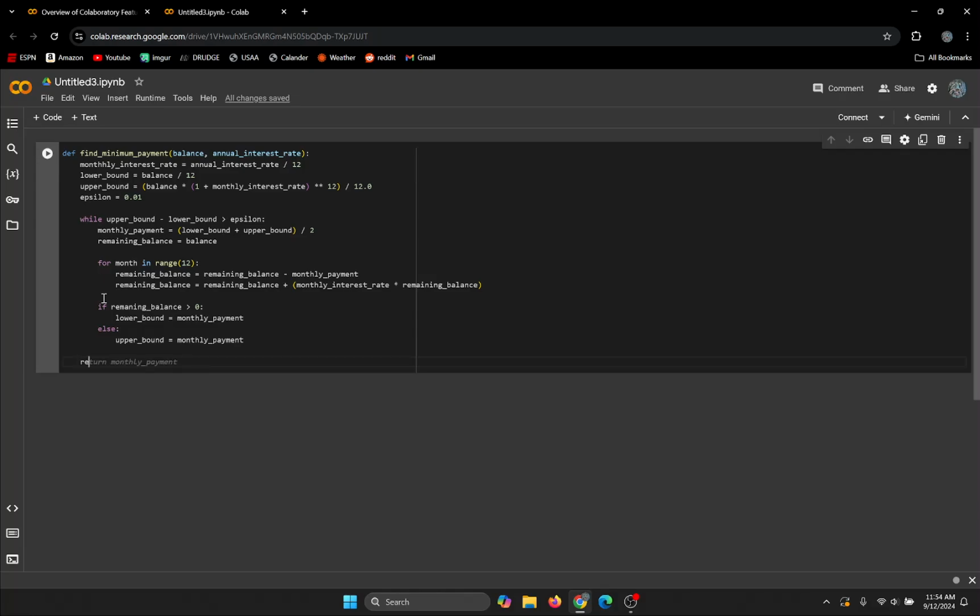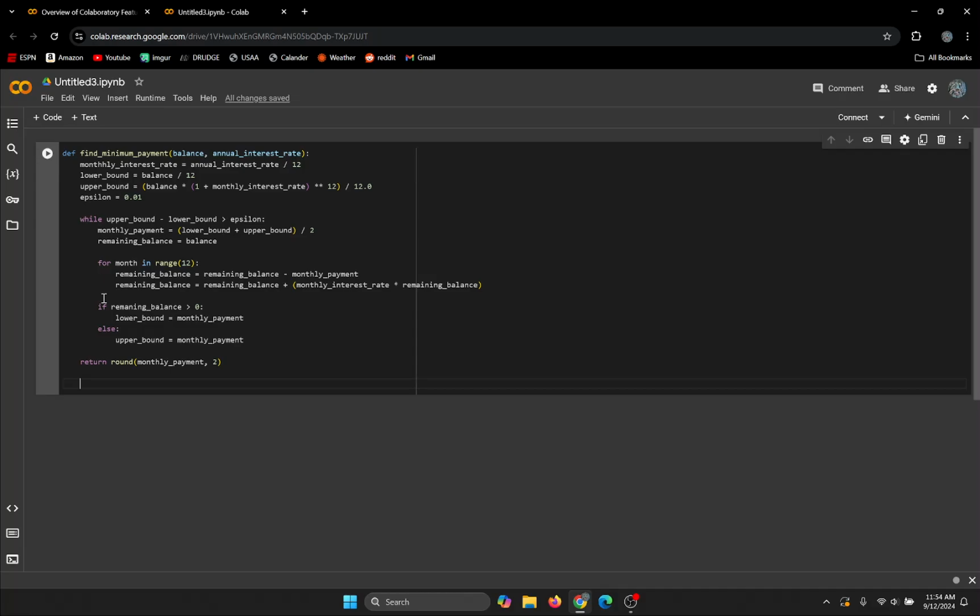Then, when everything's good to go, we're going to return the monthly payment, but we're going to round it to 2 decimal places because we're doing it to the nearest cent. And that should be good for our function.